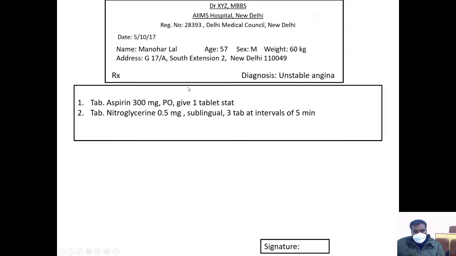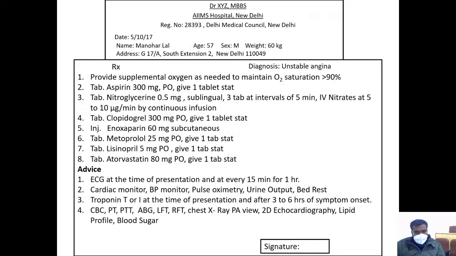In this prescription, they have given aspirin 300 mg per oral, 1 tablet stat, and nitroglycerin 0.5 mg sublingual, 3 tablets at intervals of 5 minutes. Are only these 2 drugs enough to tackle this patient? No. So this prescription is incomplete. Hence now I will show the complete prescription to manage the case.